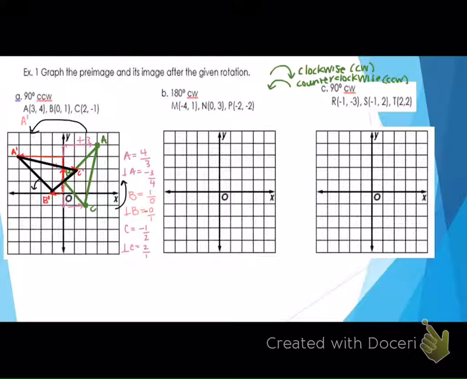What is A prime's new point? What are we at? Negative 4, 3, right? B is at negative 1, 0. And C is at 1, 2. What do you notice happened with those ordered pairs?